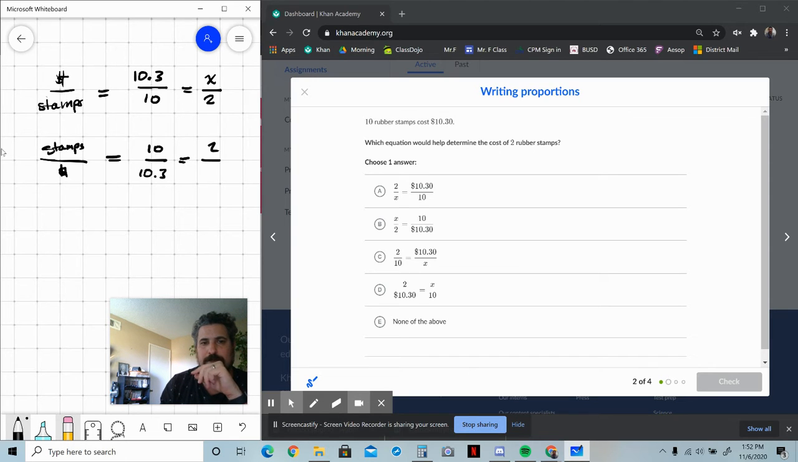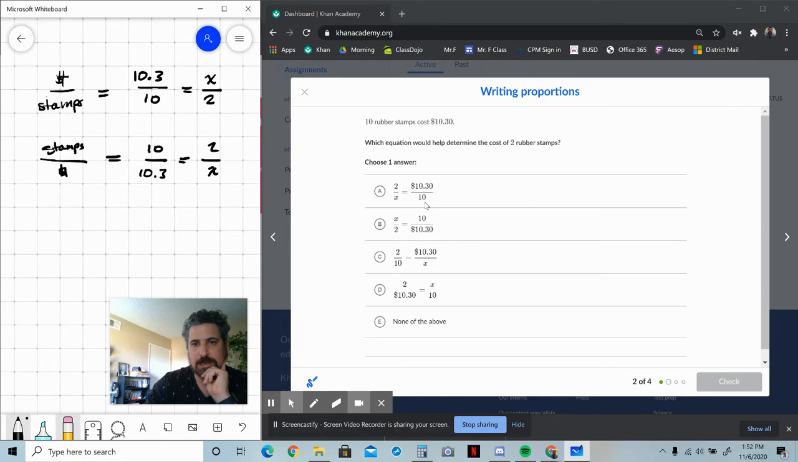And the stamps now changed to 2. What would the dollar amount be? Okay. So this is the other way you could think about that relationship if you just did stamps on top and dollars on bottom. So let's see if they have that one. They've got 10 over 10.3. That's good. But then they have x over 2, and it should be 2 over x if that's the situation.